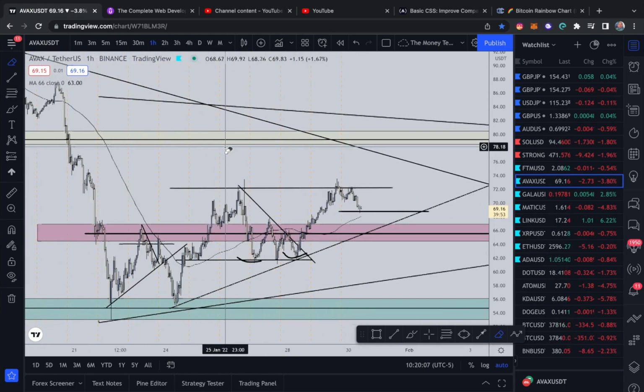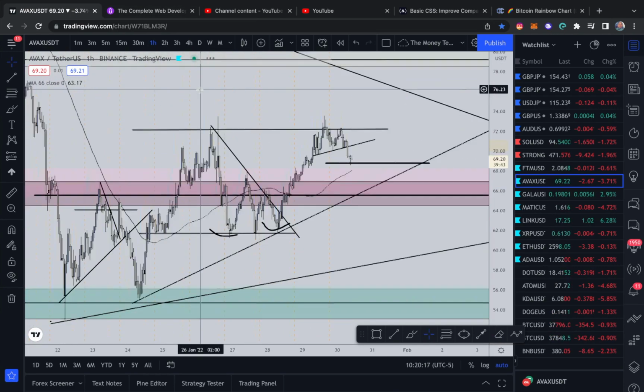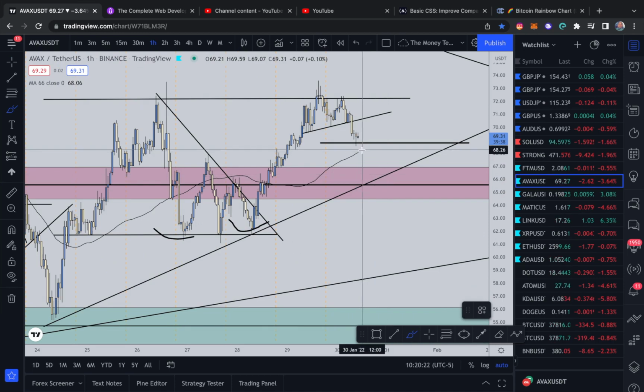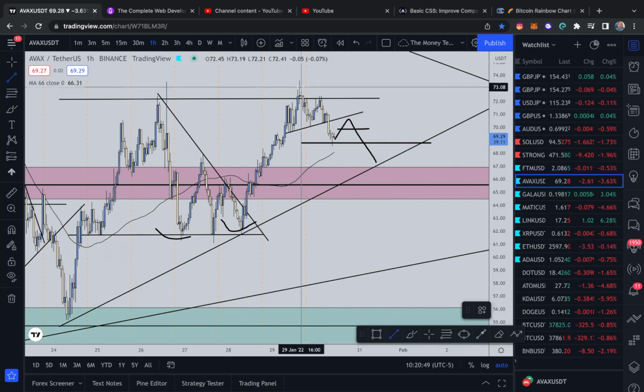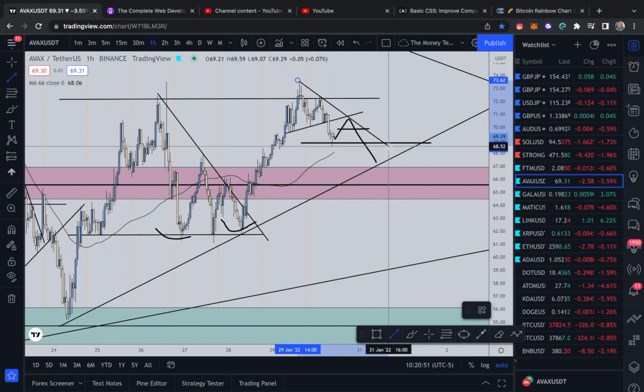On the 1 hour, it's basically more of the same thing. So on the 1 hour, if you are on the bear side, you want to see something like this. When price gets here, put your stops to break even.